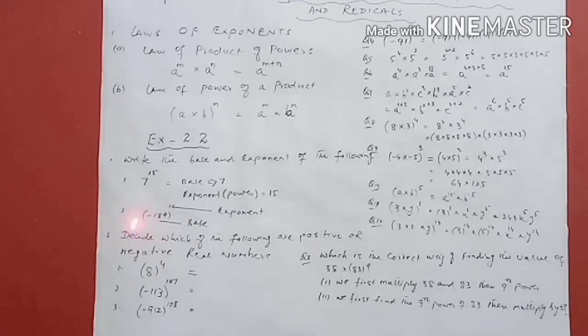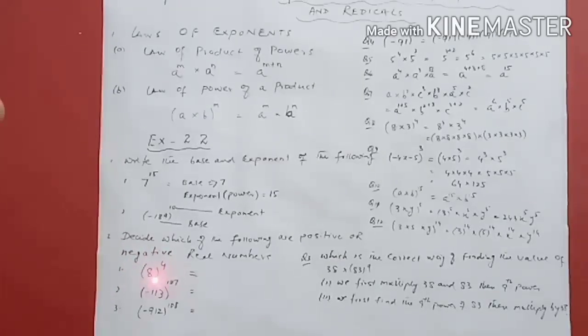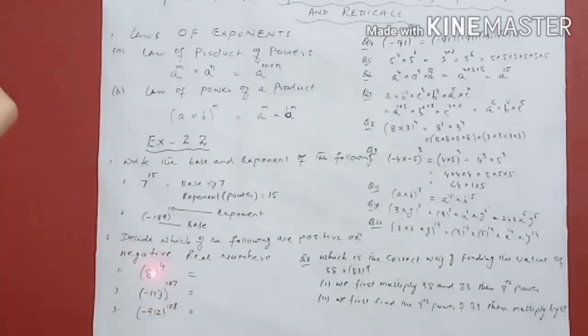Now question number 2: decide which of the following are positive or negative real numbers. The exponent of the number must be used very carefully, and it decides whether the number is positive or negative. For example, question number 2, part number 1, 8 raised to power 4. That means 8 is the base and 4 is the exponent.